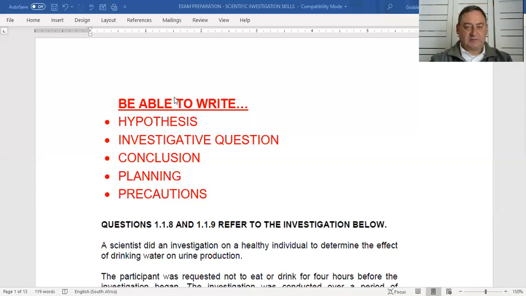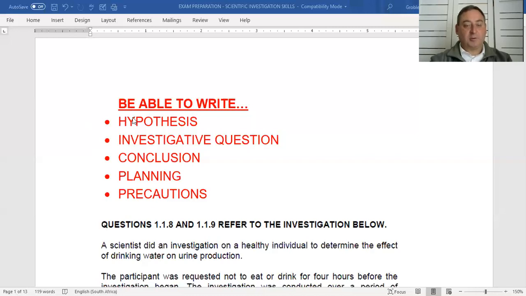So these aspects of a scientific investigation you need to be sure of. Hypothesis, a short prediction. Investigative question ends with a question mark. Conclusion is, what do I realize at the end of the study? Now I can accept my hypothesis or reject it. I realized that what I predicted in the beginning was not right.